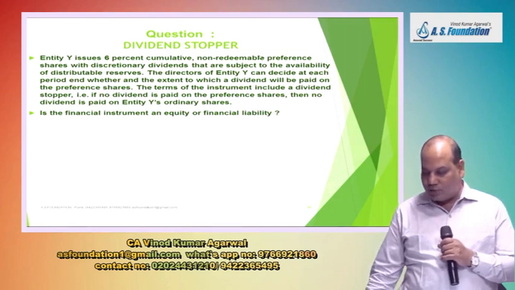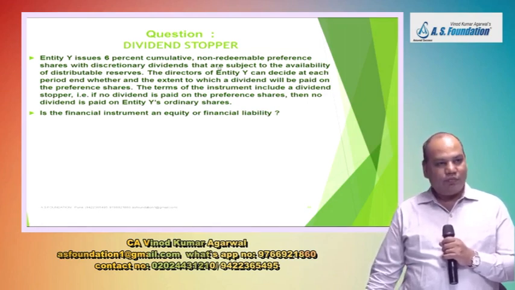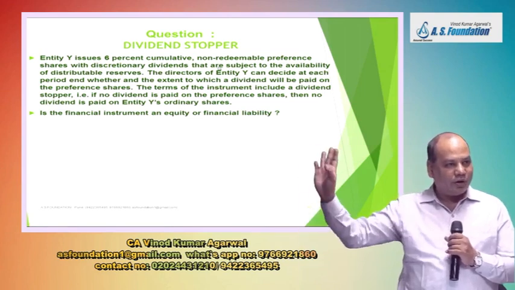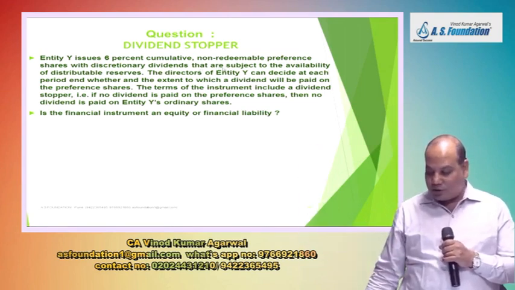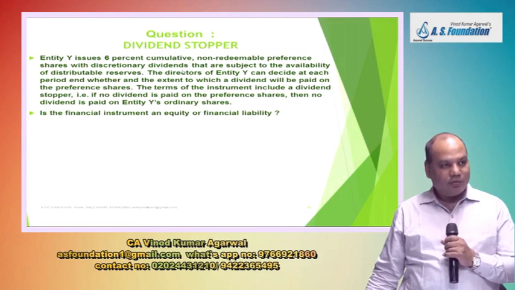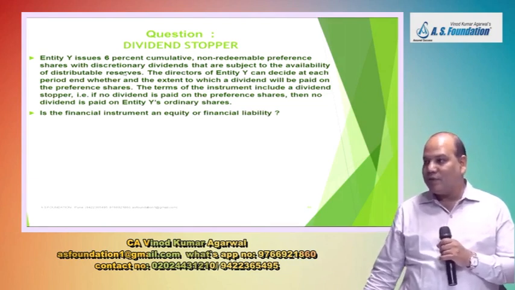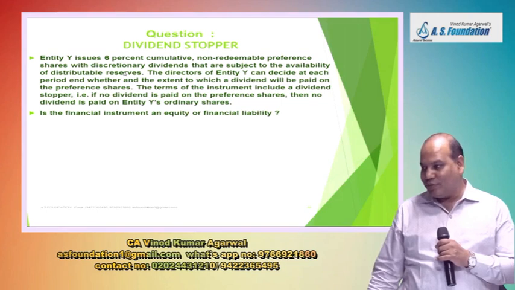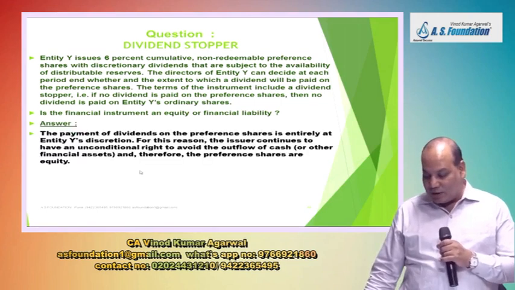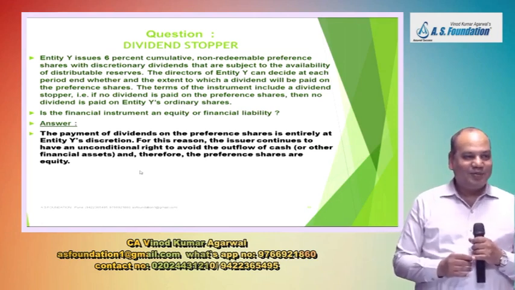It's a non-redeemable preference share. Means redemption is not there. So the only thing the investor will get is the dividend. Now whether dividend is discretionary or mandatory? Answer is over. It is a financial liability? No. It is an equity. So the answer, it will be an equity.